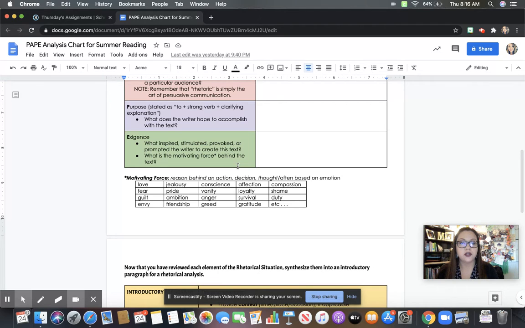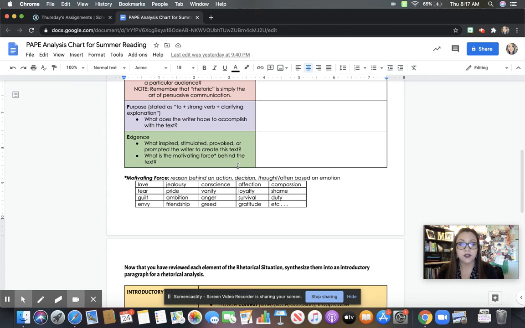So your purpose should have some strong verb, that infinitive phrase, right? And then you're explaining briefly what the writer hopes to accomplish within the text. And then for exigence, again, what inspired or stimulated or provoked the writer to create this version of this text, right? What is that motivating force or emotion?